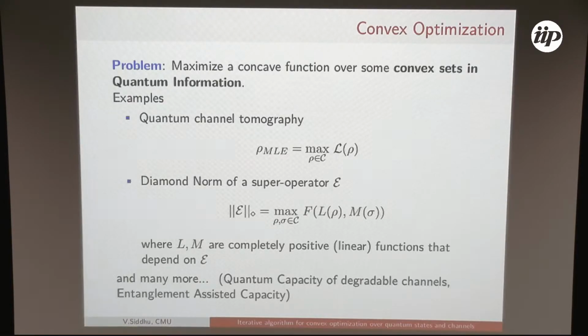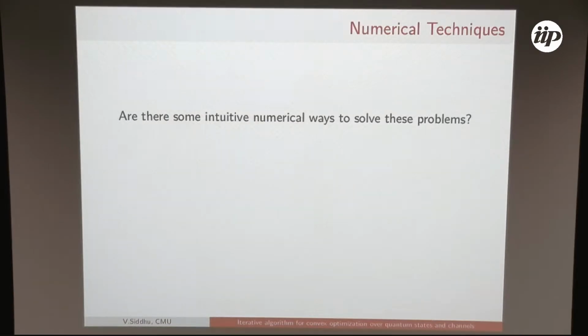Okay, and then there's more stuff, right? Suppose you want to calculate the capacity of a degradable quantum channel. Turns out that this is a convex optimization problem, so you optimize some function over the set of density operators, and the function that you optimize is convex. Or you want to find the entanglement-assisted capacity, that's also a convex optimization problem, and so you can solve this also. Okay, and so the question is, is there some straightforward numerical technique that you can use and solve all of this? And the answer is, yeah, you can.